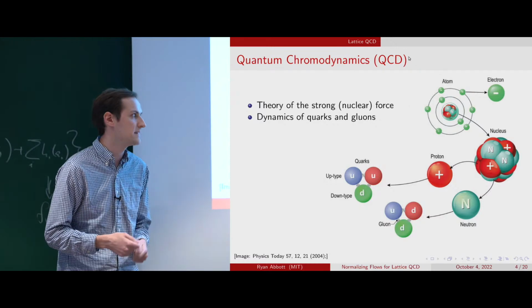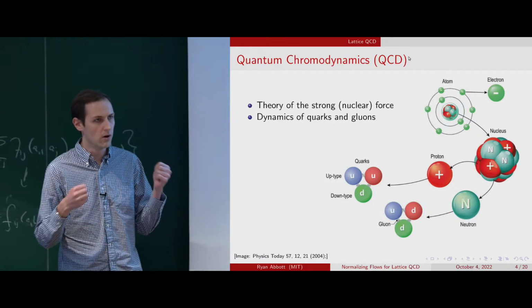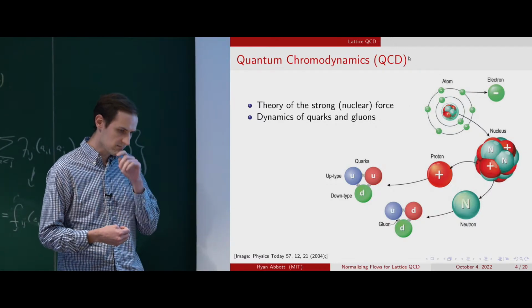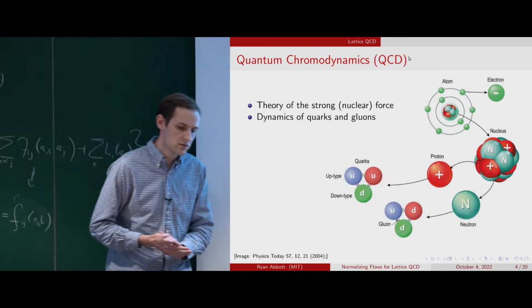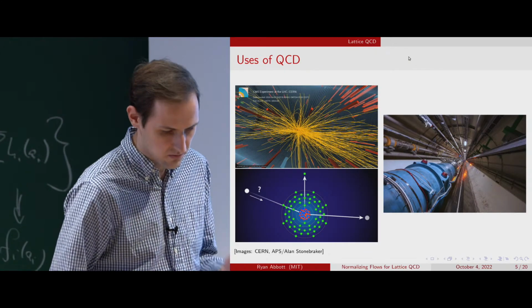And the theory that describes how these quarks and gluons come together to form protons and neutrons is the theory of QCD. So where is this useful? Why do we care about this?